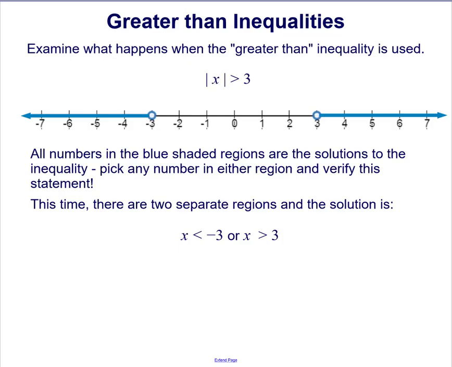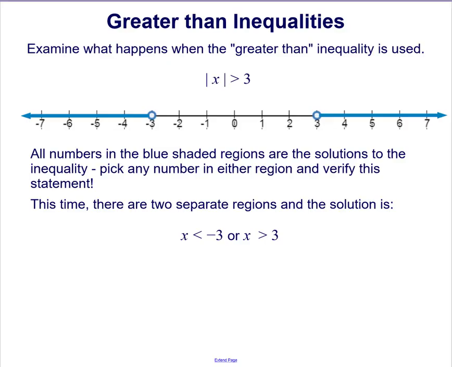Examine what happens when the greater than symbol is used. So now we're focusing on just the greater than. If we have the absolute value of x is greater than 3, all numbers in the blue shaded regions are the solutions to the inequality. Pick any number in either region to verify this statement. So let's just say we pick -4. The absolute value of -4 is +4, and +4 is greater than 3. If I pick 6, the absolute value of 6 is 6, and 6 is greater than 3.